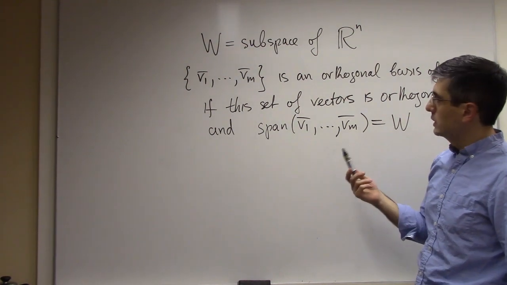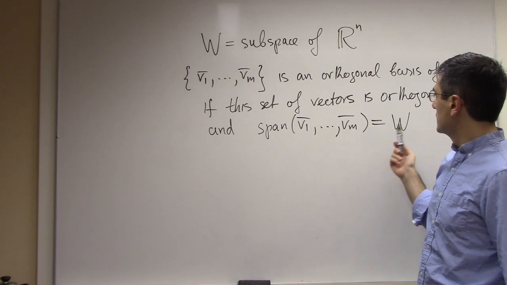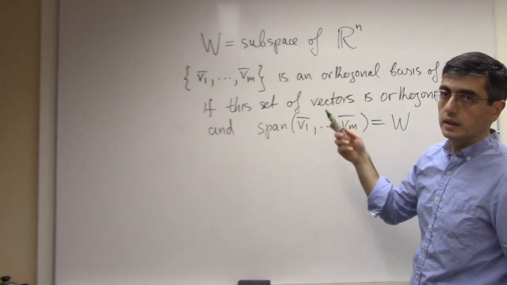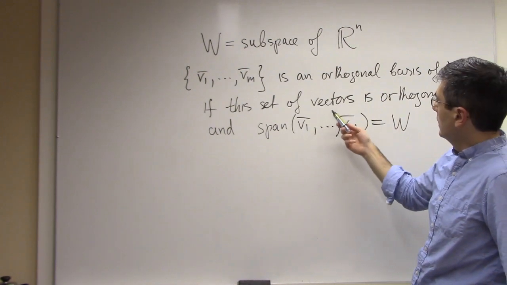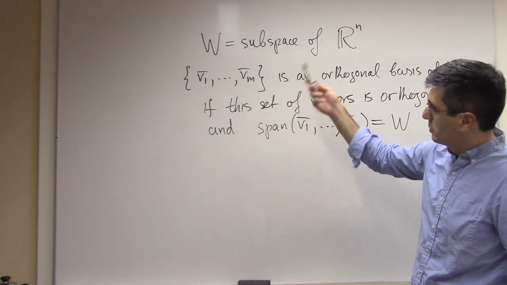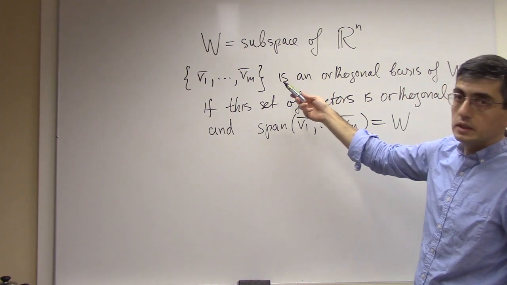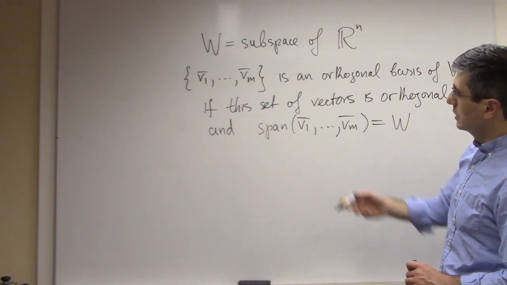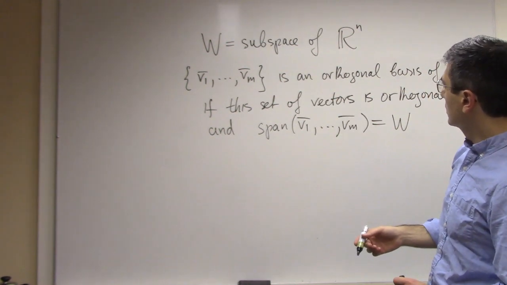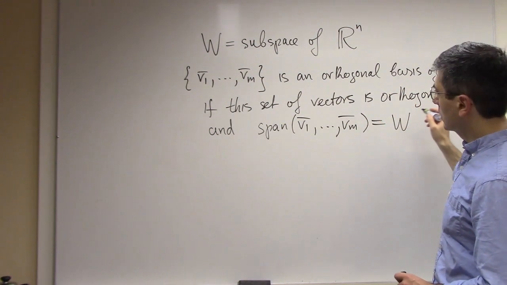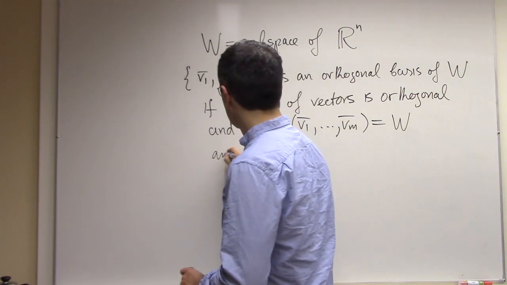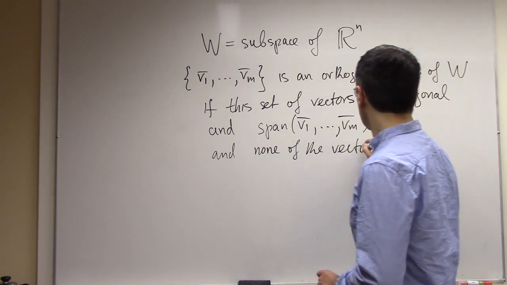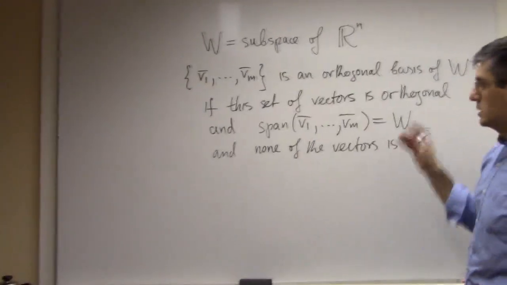Now, remember what a basis is. A basis is a set of vectors that spans W and is linearly independent. If the set is orthogonal and it consists of non-zero vectors, then by the previous theorem, it is already linearly independent. So none of the vectors is zero. This is just a technicality.